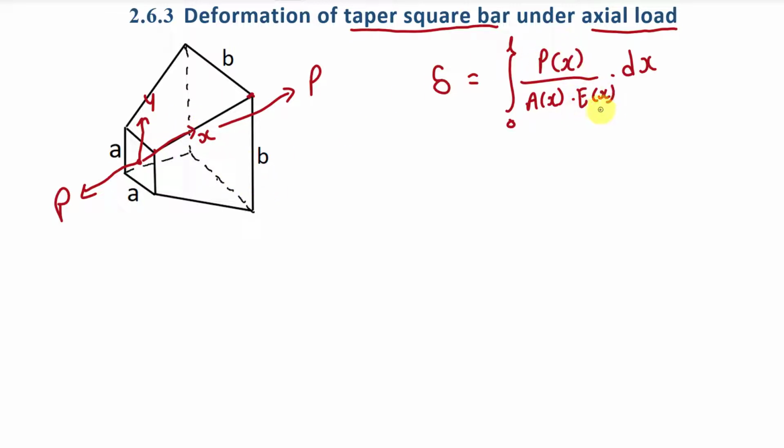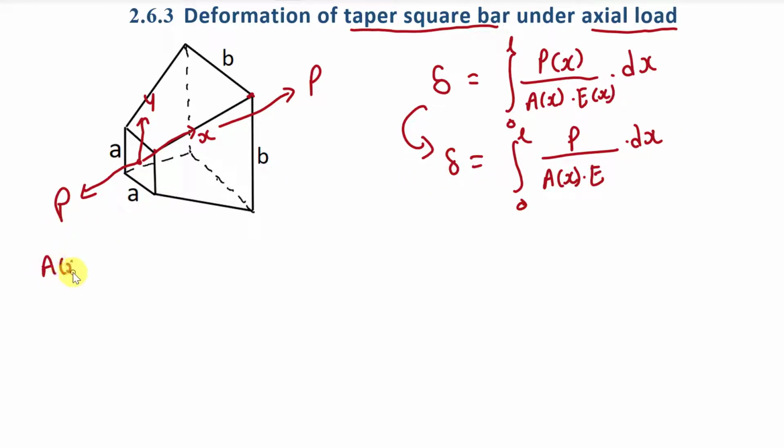In this case, load and Young modulus are constant, only area is varying. So we can write this formula as delta is equal to integration from 0 to L of P divided by Ax into E, into dx. Here we have to find the area, that is Ax, as a function of x. For that we have to find the side of this square bar as a function of x. Let's say the side of this tapered square bar is Wx at distance x from this origin. And if we find the equation of line for the side of this body, then we will get a plus k into x, and the value of k will be b minus a divided by L, and here this L is the length of this body.